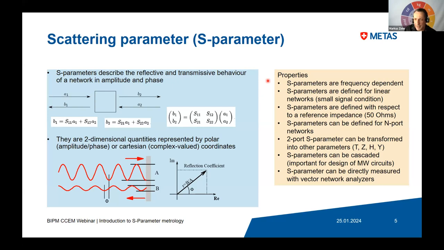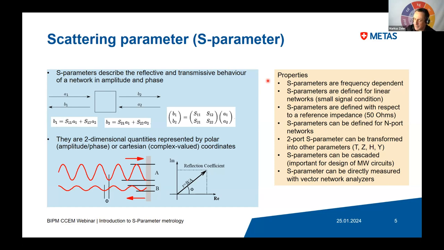S parameters are defined with respect to a reference impedance. Usually this is 50 ohms. Then there can be more than two ports. Quite common are three ports, but there is not really a limit. Maybe from the hardware side, yes, but principally S parameters can be defined for N-port networks. They can be transformed into other network parameters like T, Z, H, Y. Each of them has its own purpose.